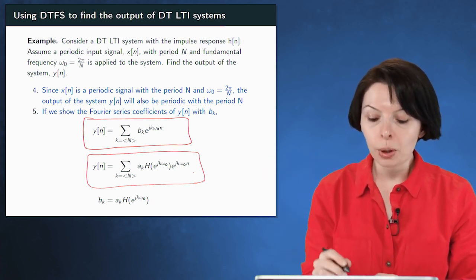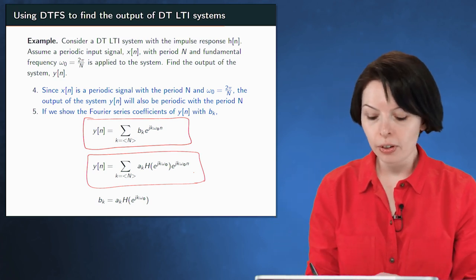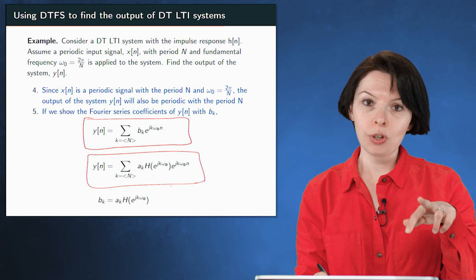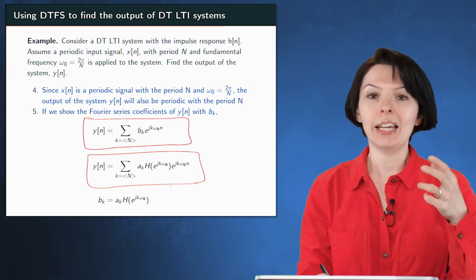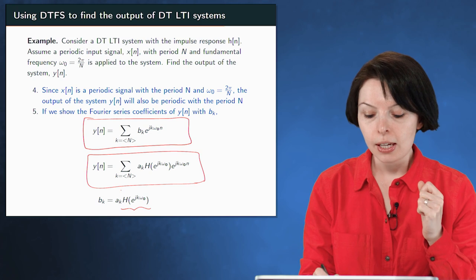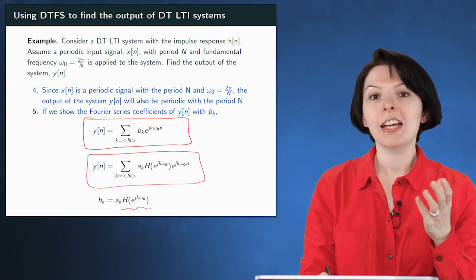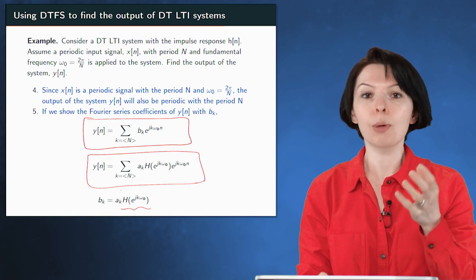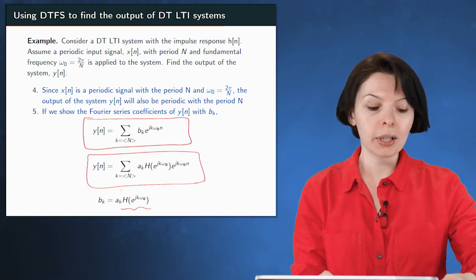If you compare these two equations, you can find the relationship between b_k and a_k. a_k are the Fourier coefficients of the input signal, and b_k are the Fourier coefficients of the output signal. H of e to the jk omega naught is the frequency response of this LTI system evaluated at k times omega naught points.